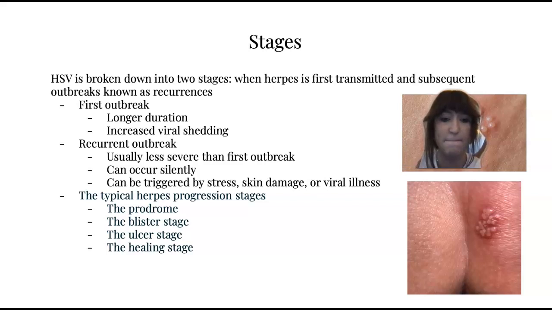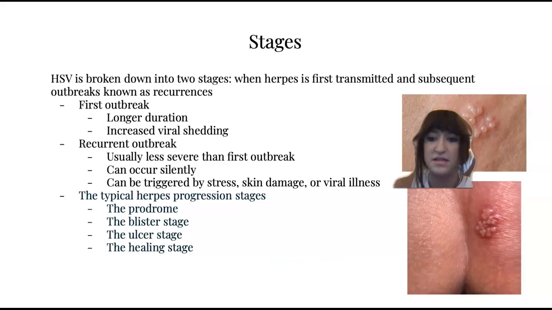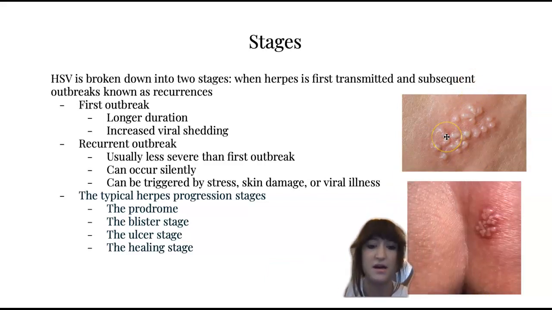And so once we do see symptoms, the symptoms follow a number of stages. The first is the prodrome stage, and this is associated with a tingling or burning sensation of the infected area. Then blisters will form, with small red bumps that fill up with a clear whitish-yellow fluid, which you can kind of see in this image here. And then in the ulcer stage, blisters will burst and drain, and then develop ulcers, which will ooze fluid.